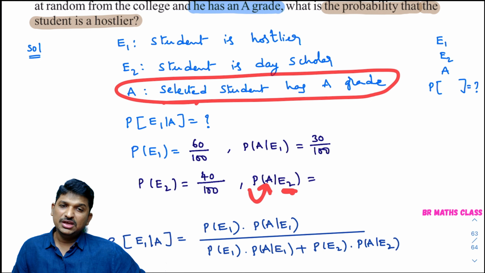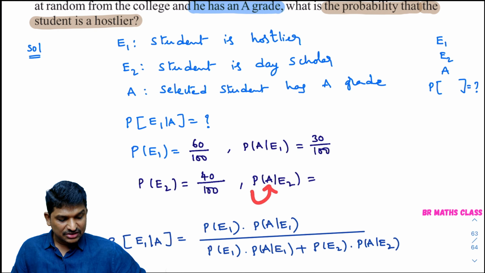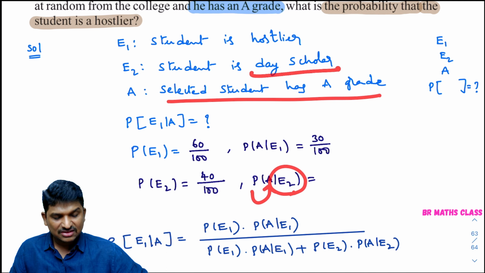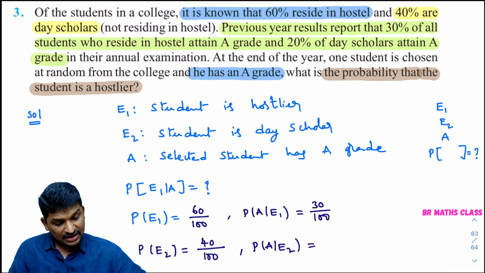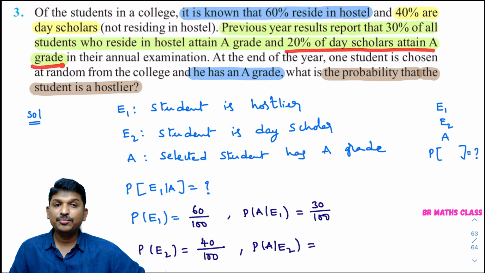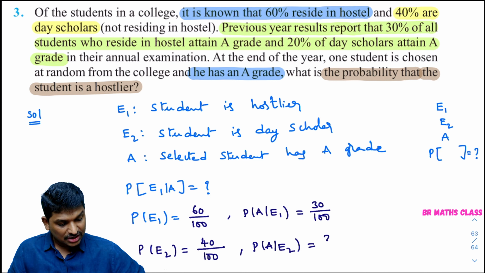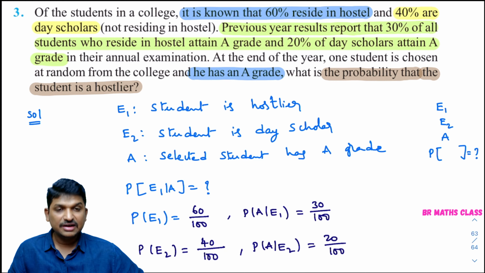Probability of A by E2 means probability that the student has A grade, and we know that he is a day scholar. See, day scholar students, how many are getting A grade? In the question they gave, 20% of day scholars attain A grade, right? 20%. So that means 20 divided by 100. I hope you are understanding.